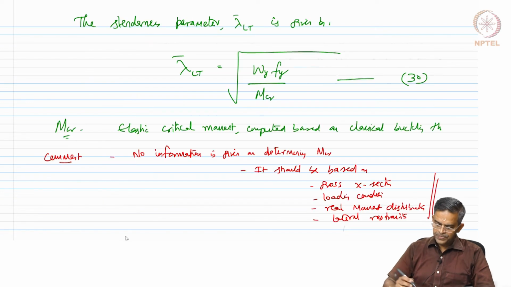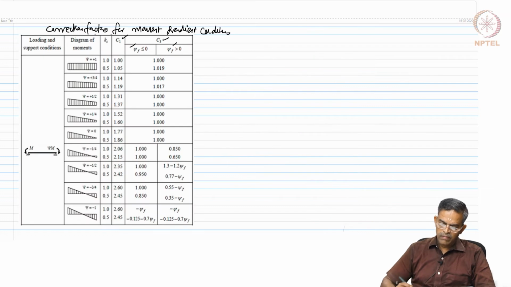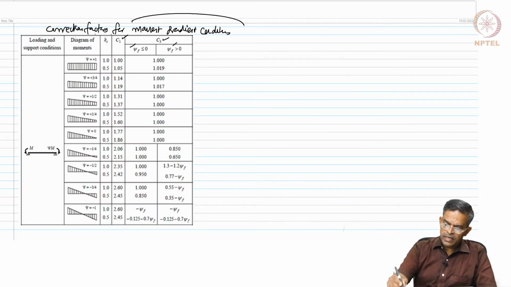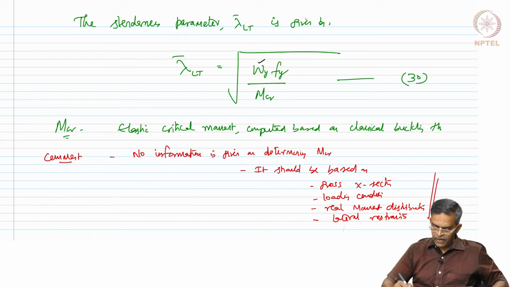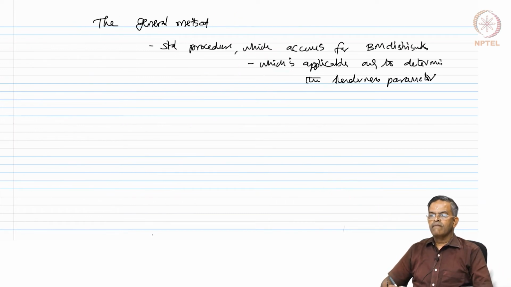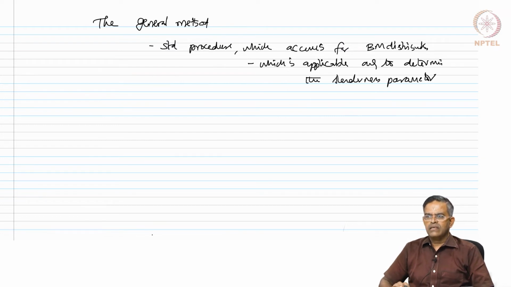How can I say that? The slenderness parameter depends on Wy, and we have seen a table which talks about the moment gradient conditions for different moment distributions. So, we can very well say that the general method is concerned about the moment distribution pattern and the boundary conditions as applicable to determining the slenderness parameter.